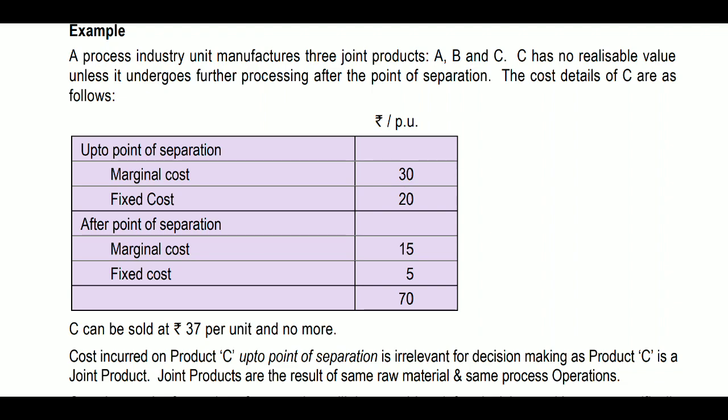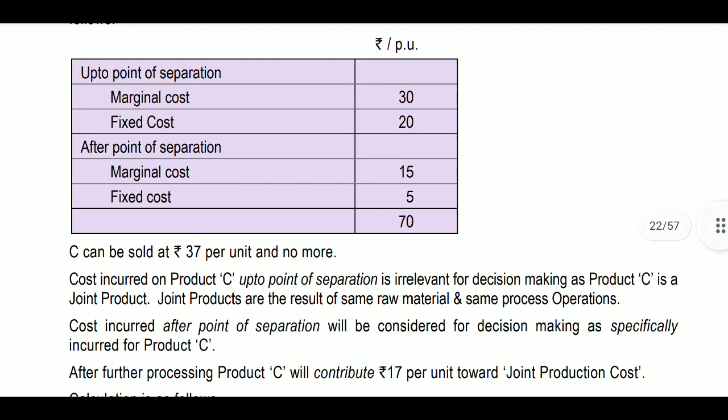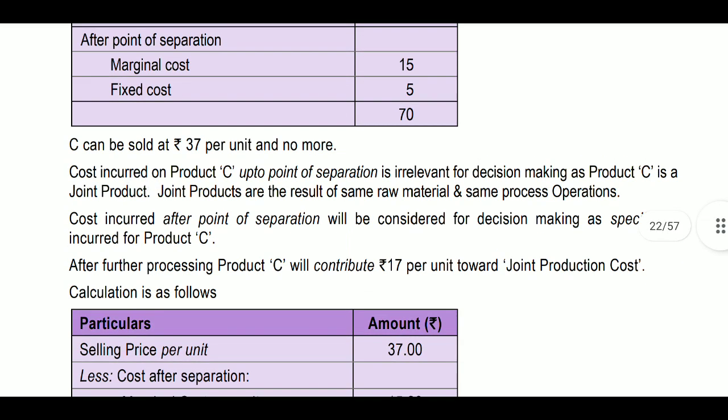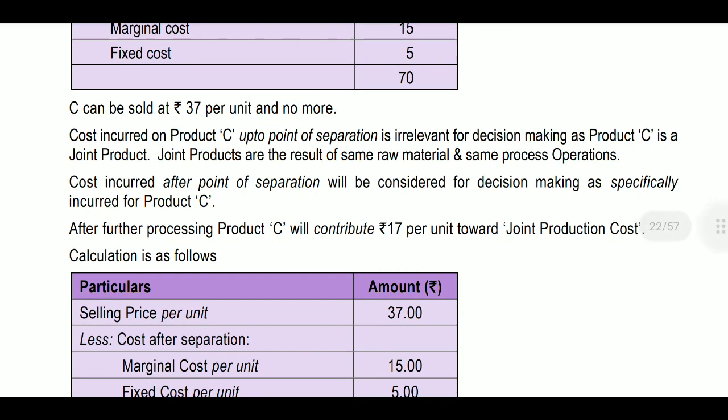And if we incur that 17 rupees, C can be sold at 37 rupees. 37 rupees minus 20 rupees, that is 17 rupees, we will get the contribution for joint production process. So the cost incurred on C up to the point of separation is irrelevant for decision making. For decision making, joint products result from the same raw materials and same processes and operations. After separation, it will be considered specifically for product C, so it will be included.